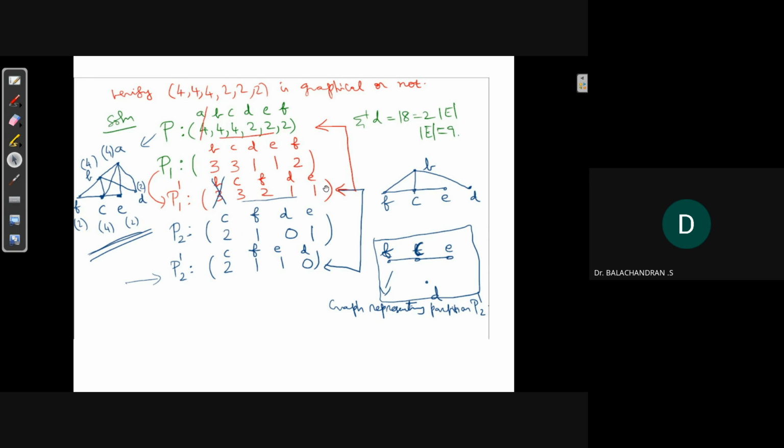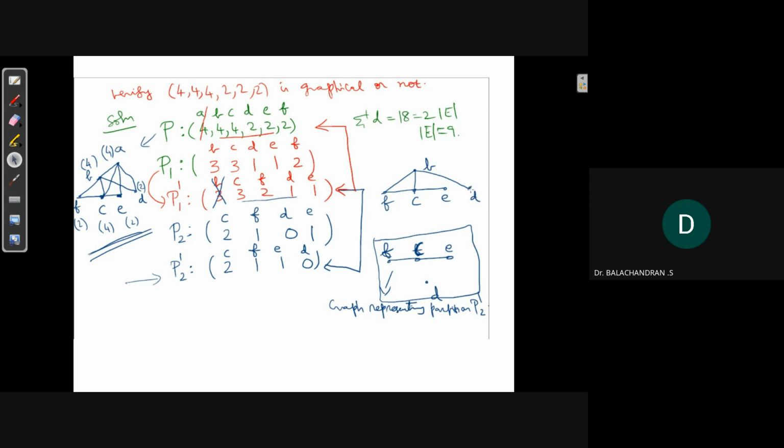Next, I cannot take this one; I should take this one, because this is in descending order. Now, what is the difference between these two? Here I need to add one more vertex B. So I should join this B to where? C, F, D. Please check it. I join B to C, and then B to F, and B to D.